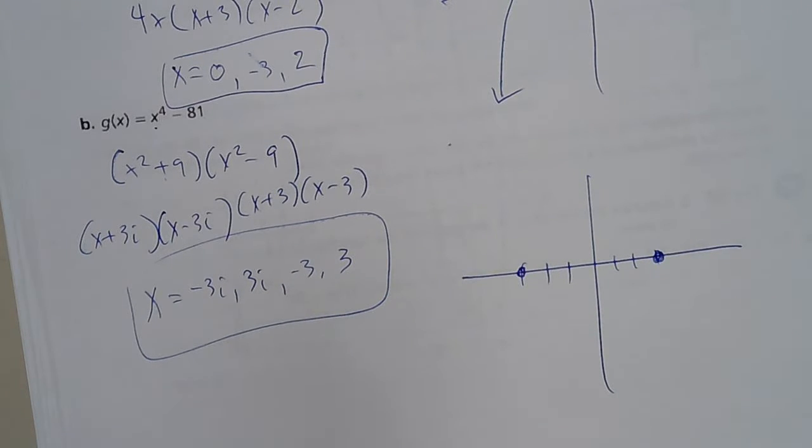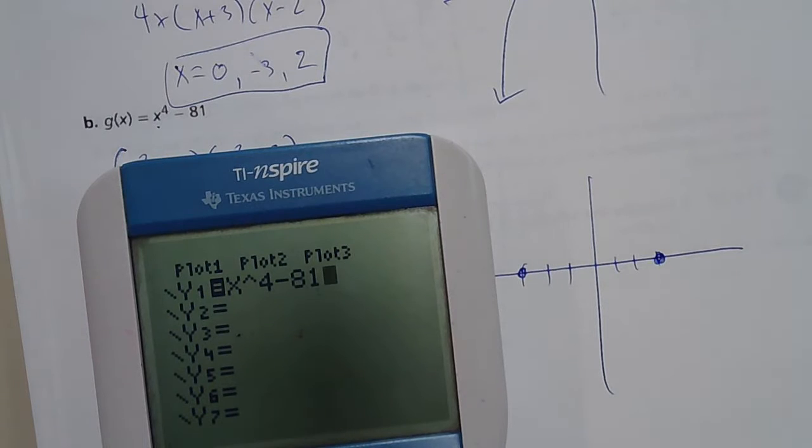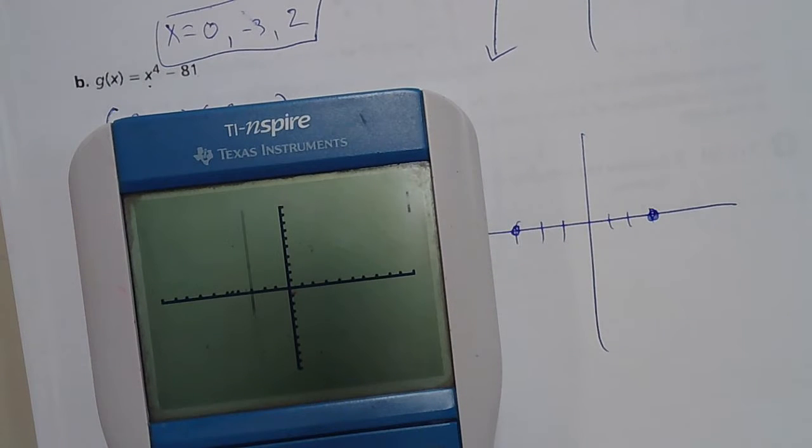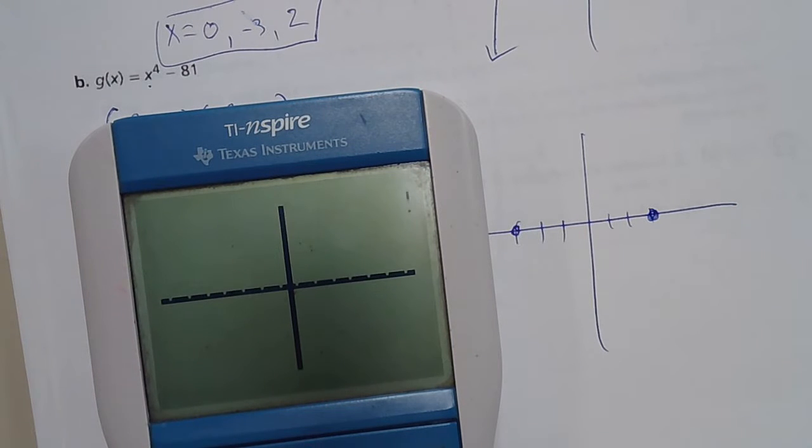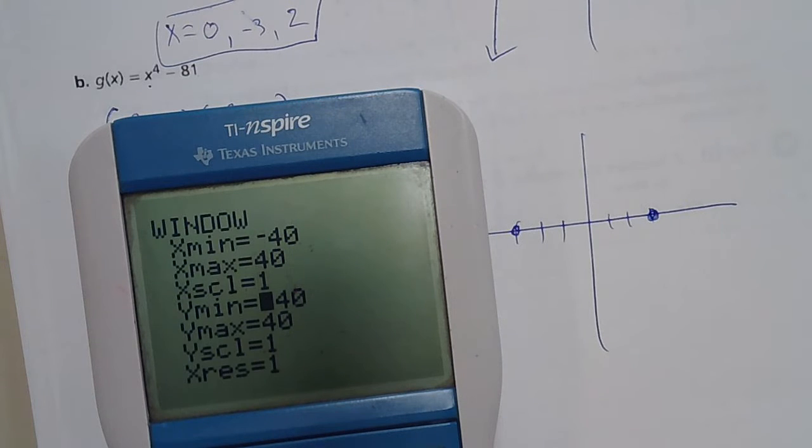So just for the sake of things here, let's graph this so you can see what it would look like in the calculator. We can talk about why it looks the way it looks. So if I put it in here and I graph it, I see this. And the reason I see this is I'm zoomed in pretty far. So if I zoom out, because it's going to cross down here at 81. So let's go ahead and just make it go down to 81.